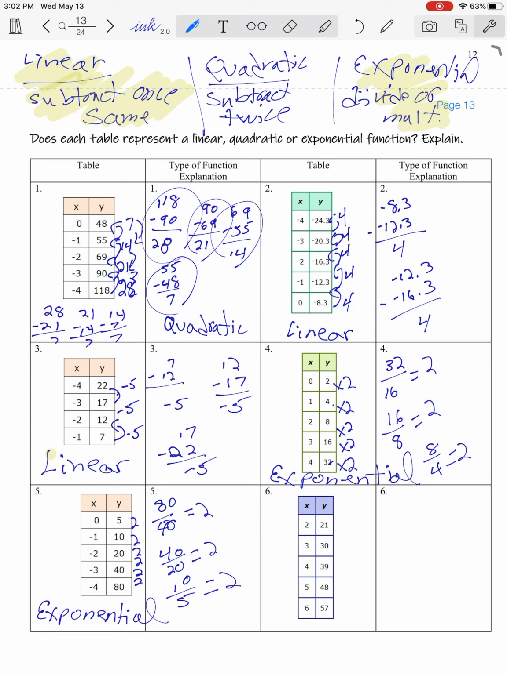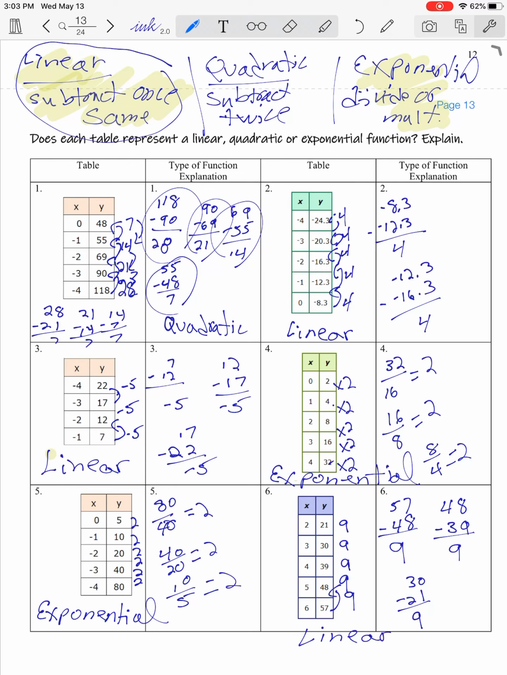All right. And then number 6, I noticed that if I multiplied anything, it would be weird. Let's try a subtraction. So I'm going to do 57 minus 48. I get 9. So now let's try 48 minus 39, and I get 9. Let's just try 30 minus 21. I get 9. So I know this is moving at a constant. It's the first time, so I know right here. Subtract once, it's the same. That one is going to be linear.